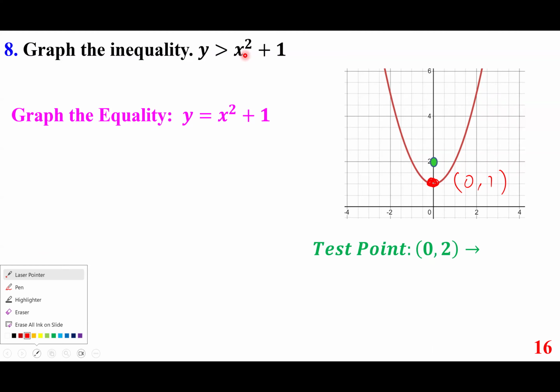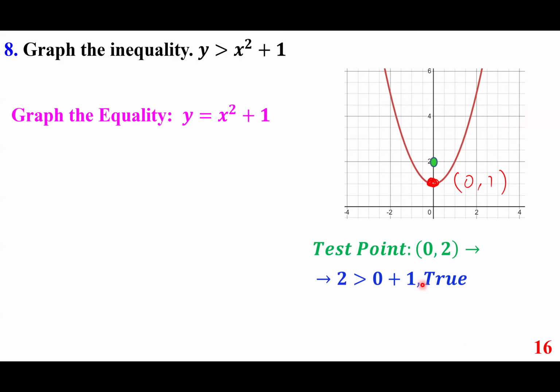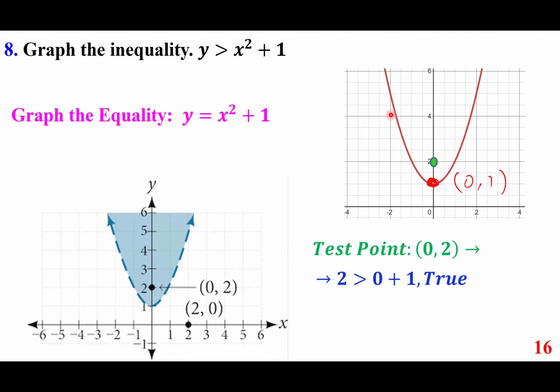Replace the x with 0, y with 2. 2 is larger than or equal to 0 plus 1. 2 is larger than 1. True statement. So that works. Everything inside works. What about the parabola? Look at this one. We don't have the equality. The parabola itself is not included. That's why it's dashed. So pick up a test point, check it out, figure out the region of interest.